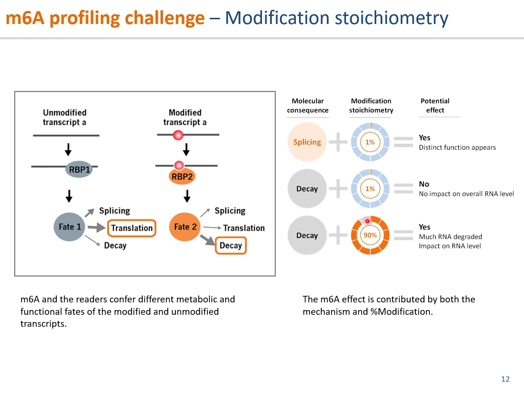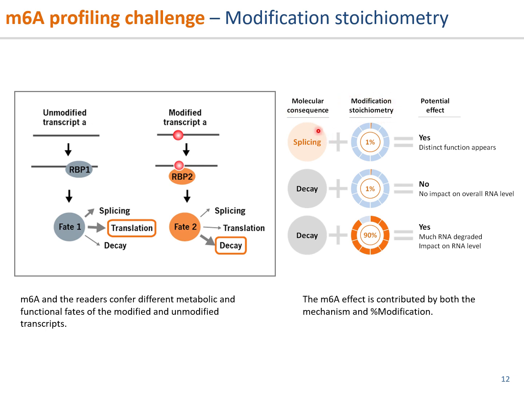For each mRNA, the M6A and its readers confers different metabolic fates and functional roles of the modified and unmodified RNAs of the transcript. For example, the unmodified RNAs can be destined for protein translation, whereas M6A modified RNAs can be destined for RNA degradation. The effects of an RNA modification depends on both the molecular consequences and the percentage of the modification.